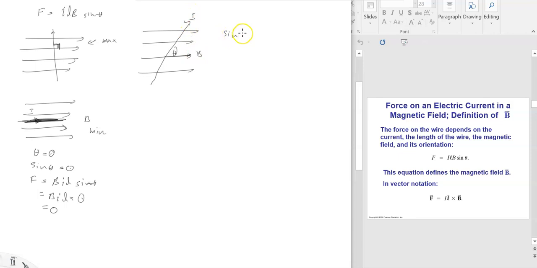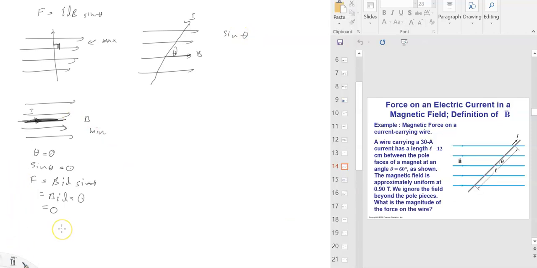And it's the sine of theta. Okay? Okay. Alright, let's try this example.